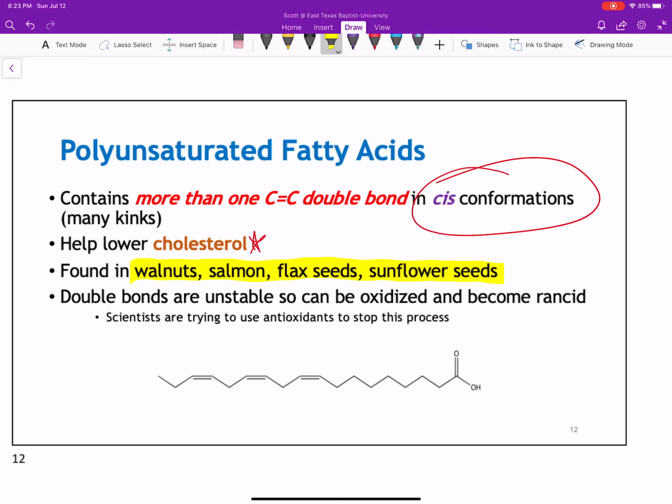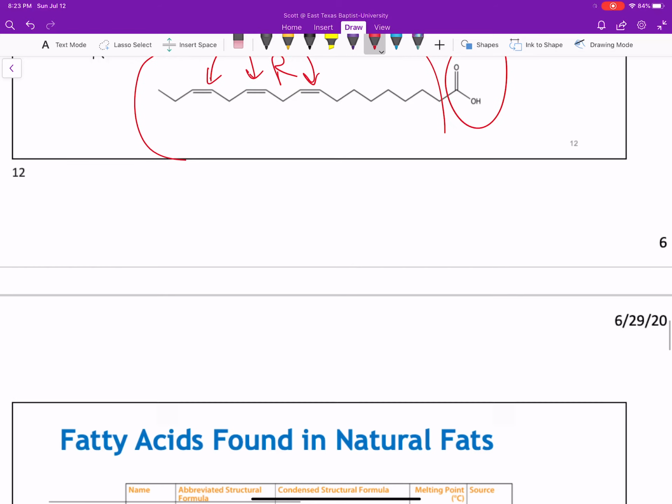The double bonds are unstable and can be oxidized, thus making the oil or the fatty acid rancid. Scientists are trying to counteract that, but it's hard. Some are trying to use antioxidants to stop the process, but time will tell how successful scientists are. But again, here's your R group. Notice that here are your unsaturations. So that is polyunsaturated. There's your hydrophobic tail. And here's your hydrophilic carboxylic acid head group.